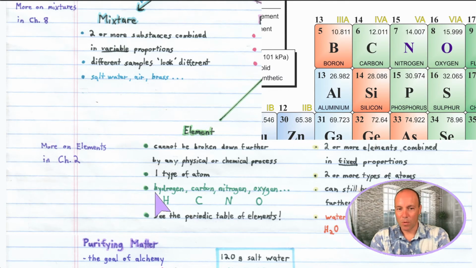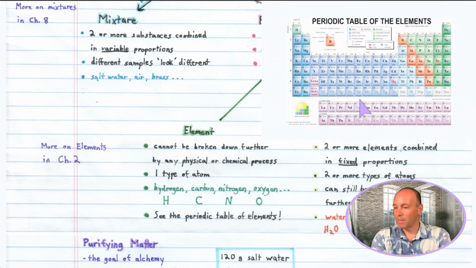By the way, these 4 elements are the most important ones in this class. 96% of the human body is comprised of these 4 elements. So we'll talk quite a bit about them. But there are many other elements on the periodic table, and we'll mention quite a few of them as the semester progresses. I don't know all of them and all of what they do, but these are the big guns right here. So again, to reiterate, if you have an element, you only have one type of atom.